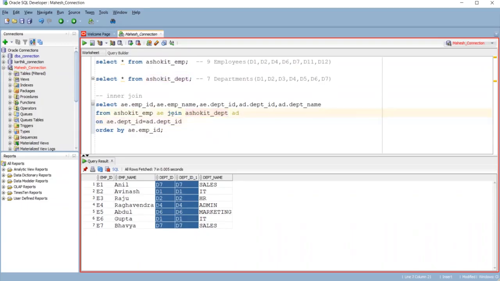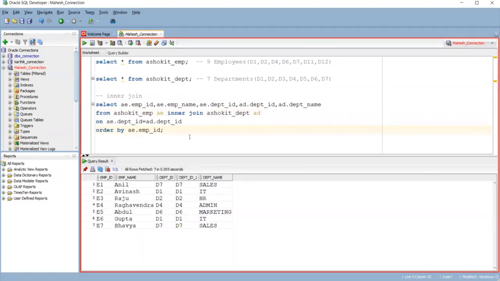So tell me, sir, how can you specify the inner join? Using the join keyword is fine, or can I use inner join as well or not? Come on, guys. So join and inner join, both are one and the same or not?